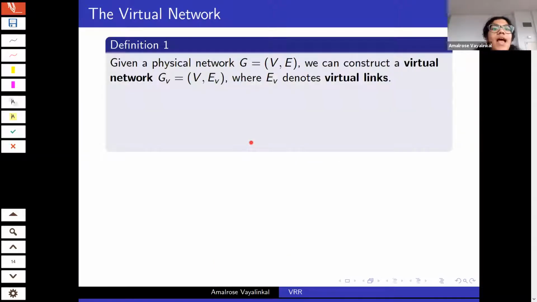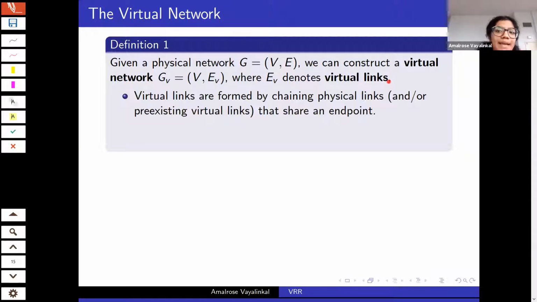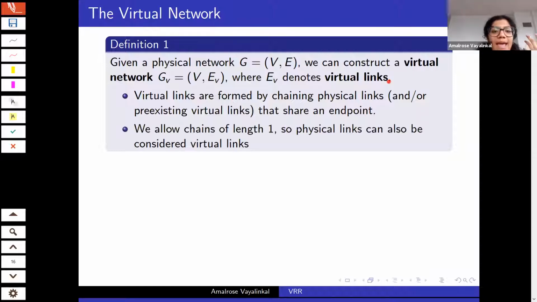We also have the virtual network. Once we have a physical network G, we can construct this virtual network G_V, where we still have the same nodes, but the set of edges now are virtual links. Virtual links are formed by chaining physical links and/or pre-existing virtual links that share an endpoint. So you just travel along physical links in succession. And we allow chains of length 1, so physical links can also be considered virtual links. This also helps our notation a bit later.